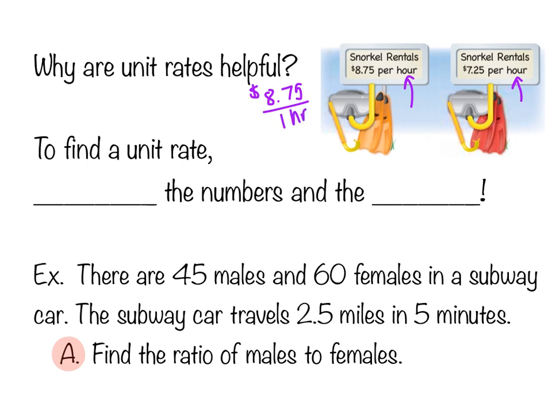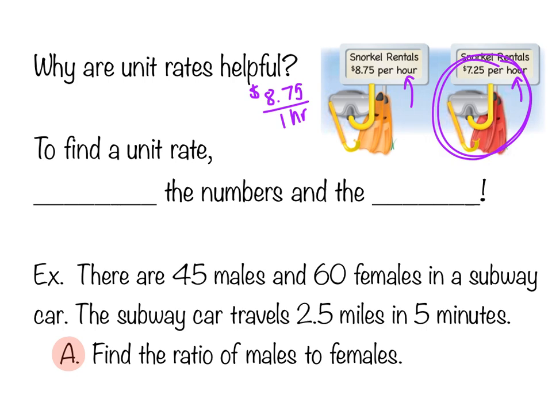But why are they so helpful? Because it makes it really easy to compare the two values. So obviously I know the red company would be cheaper because they offer a lower unit rate per hour for their snorkel rentals. So how do I find a unit rate?